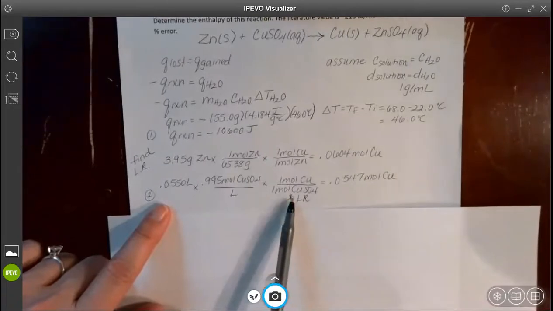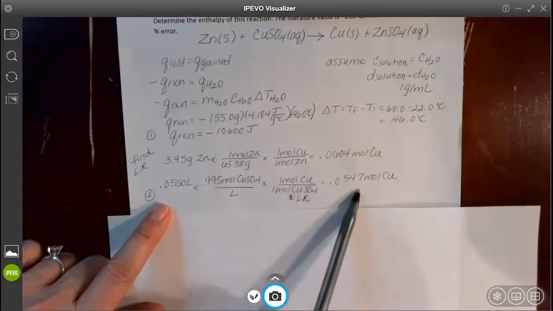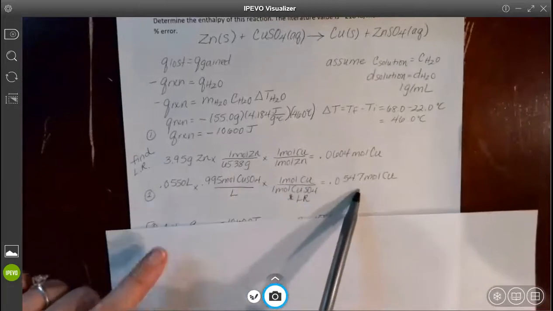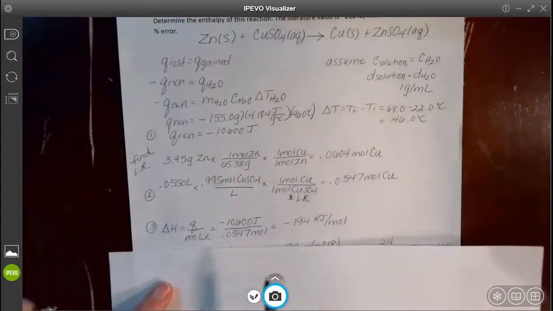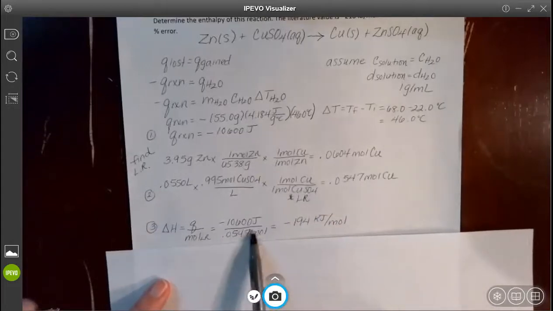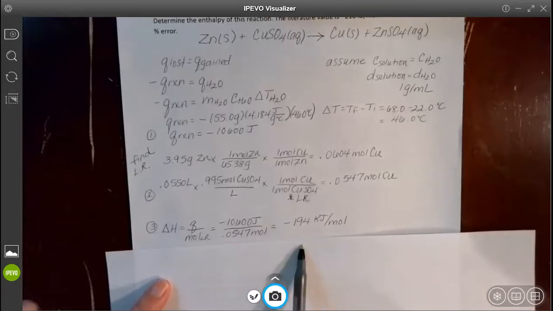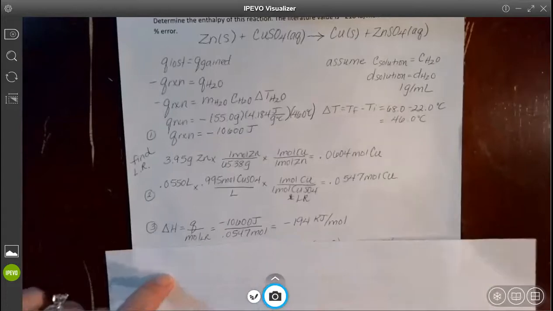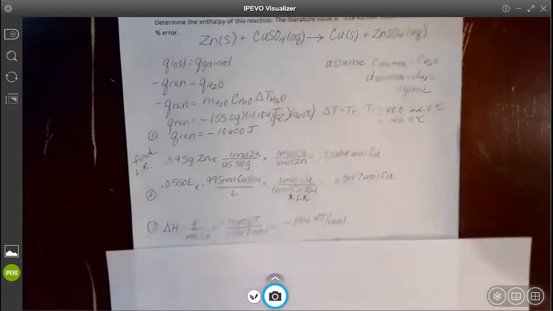All right, so now we know how many moles of limiting reactant we have. That's a 1-to-1 ratio. So we can just take this number and calculate enthalpy in our final step. We take our Q value, we divide by moles of limiting reactant, and I have 194 kilojoules per mole, and that's a negative number, remember, because this is an exothermic reaction. So those are the 3 steps in a calorimetry problem.